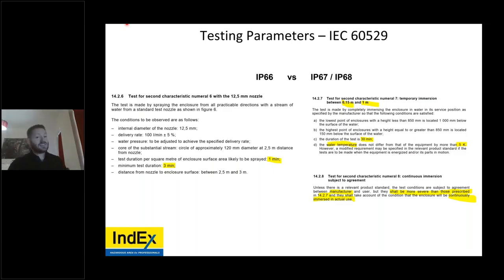IP66/67 continues to cause issues for engineers, designers, procurement, installers, inspectors, end users. We need to nip this in the bud. We need to educate in a much better method than currently has been happening within all industries.